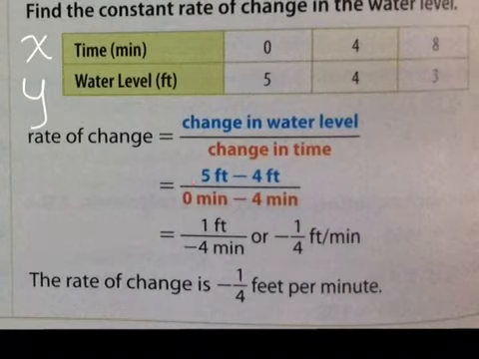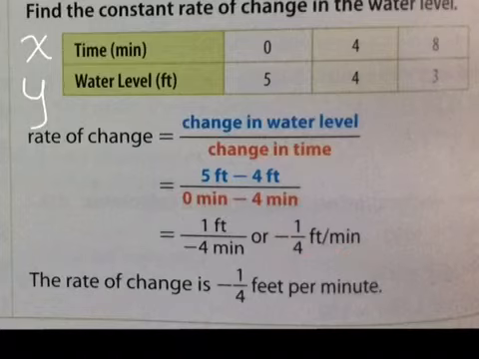So for example, we see that the change in water level has gone from 5 to 4. So here we have change in water level. 5 minus 4 is 1. And on the bottom, we have the change in time, 0 minutes to 4 minutes. It's negative 4 minutes, you could say. So now we have 1 over 4, and this negative can apply to the entire fraction. So 1/4. 1 foot lost in 4 minutes, or negative 1/4 feet per minute.